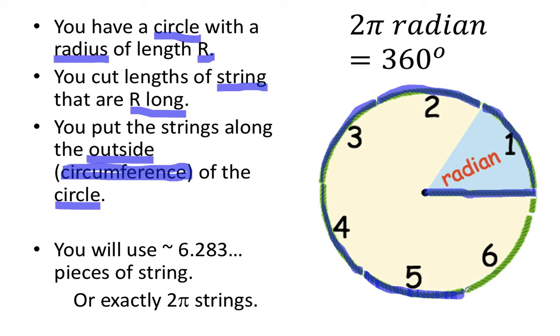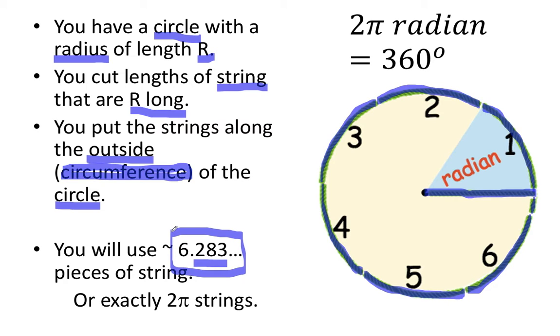My fifth piece of string ends right there. Then the sixth piece of string ends there. And then I'll have a little bit of space left. And if I measure it exactly, it will come out to be a little bit more than 0.283 of that string. So to go all the way around the whole circle, it would take me about 6.283 strings, each string being exactly r long, or the radius long.